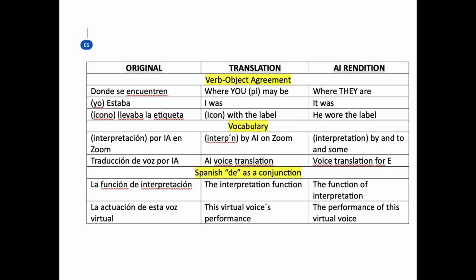And we see some very basic grammar mistakes. This is something that a first-year English student is going to do, is calque the use of a conjunction from Spanish where English wouldn't use a conjunction. And so where it says la función de interpretación, it literally is the function of interpretation, but that is not natural fluid English. We would say the interpretation function. And likewise, where Spanish can use the de as a possessive, English would use an apostrophe S that you see in this last example. And so we're having some issues.